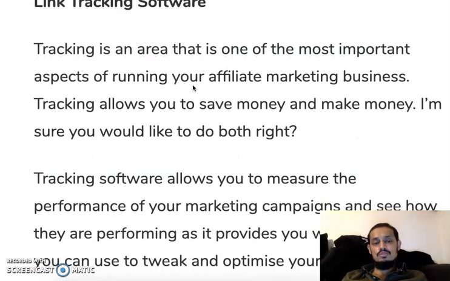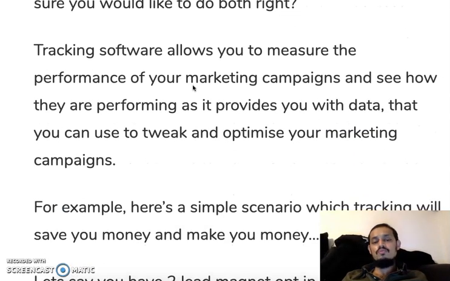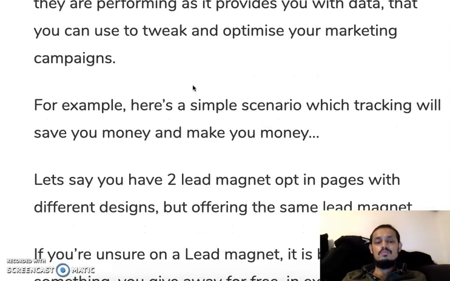Next thing is link tracking software. Link tracking is an area that a lot of people probably don't do, but it can make you money and it can save you money. Tracking software allows you to measure the performance of your marketing campaigns and see how they're performing, as it provides you with data that you can use to tweak and optimize your marketing campaigns.